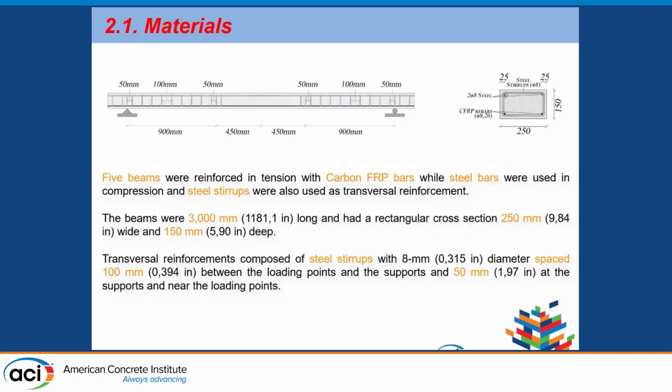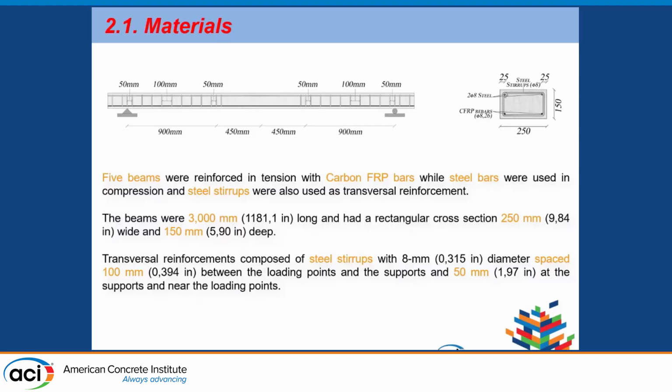So, moving to the experimental investigation, in this study, 5 beams were tested under a 4-point bending configuration. Here, you can see the beam configuration in terms of internal reinforcement. In the bottom side of the beam, 2 CFRP rebar were positioned, while 2 steel rebar were positioned on the top side. Regarding the beam geometry, it was a 3-meter long beam, which presented a cross-section of 25 centimeters of width and 15 centimeters of height.